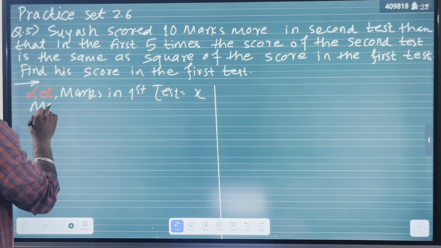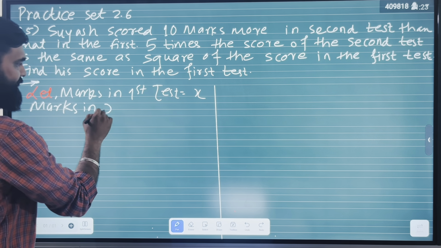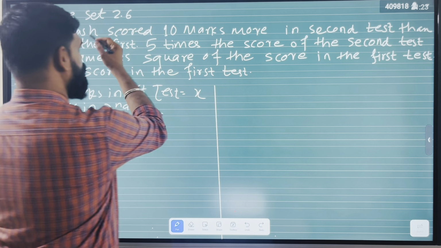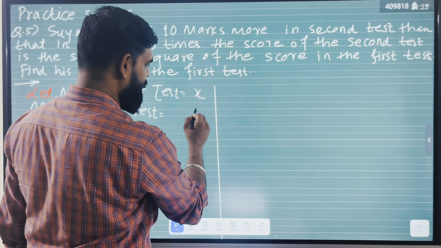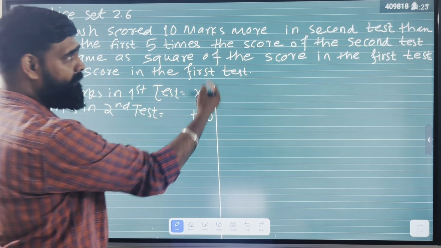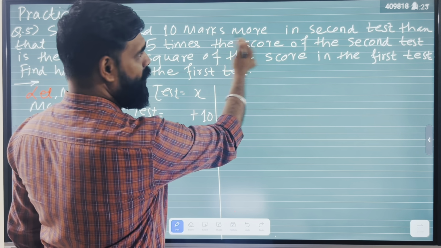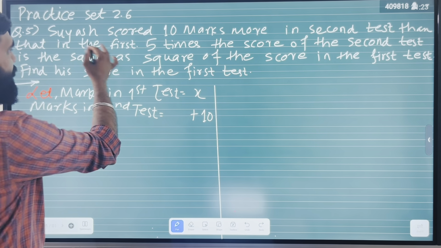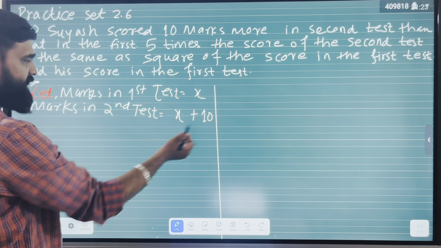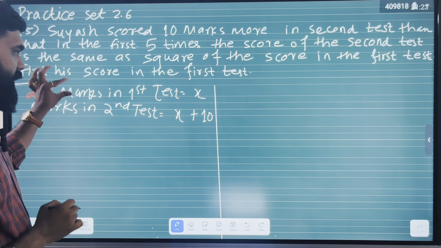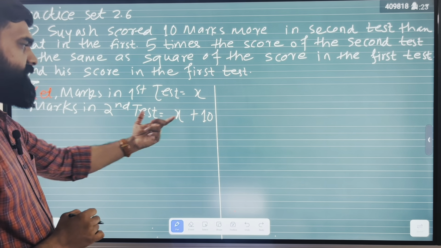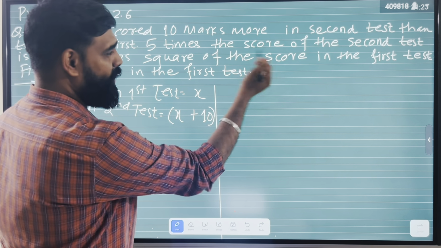So marks in the second test, according to the condition, he has scored 10 marks more. 10 marks more means we have to add 10 in this. So 10 marks more than in the first test. So first test marks is x. So we can write x plus 10 here. So these are the marks Suresh scored: first test x marks, and in the second test he got x plus 10 according to the condition.